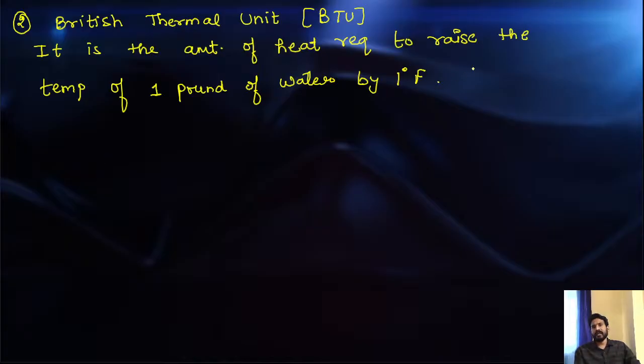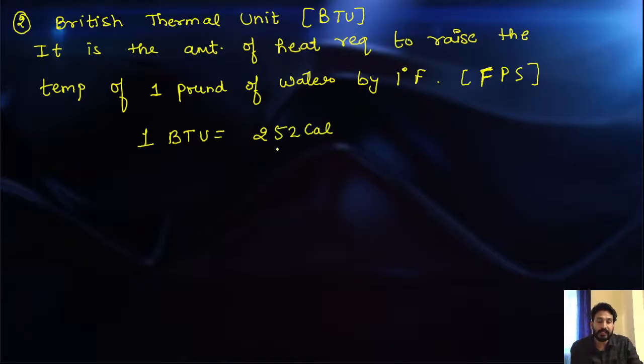So this is basically the FPS system. FPS means in this system, length is measured in feet, mass is measured in pound, and time is measured in second. This is my FPS system, right? And Britishers follow the FPS system actually, okay? And if we connect these units, then 1 BTU is basically 252 calorie. This is the relation between the calorie and the BTU.